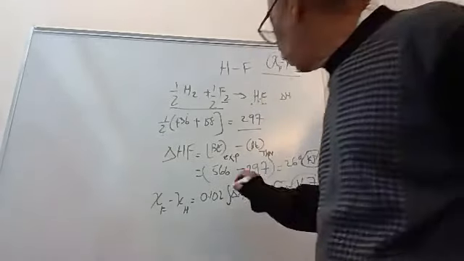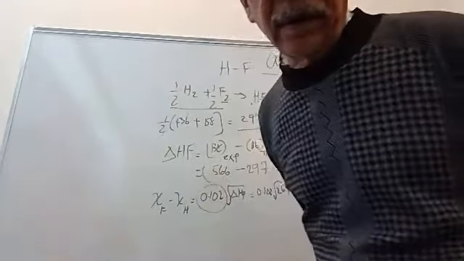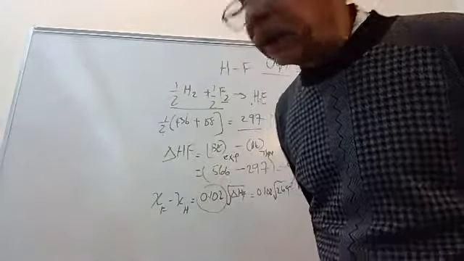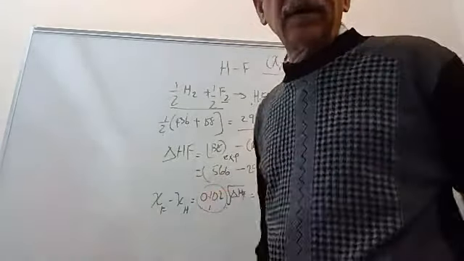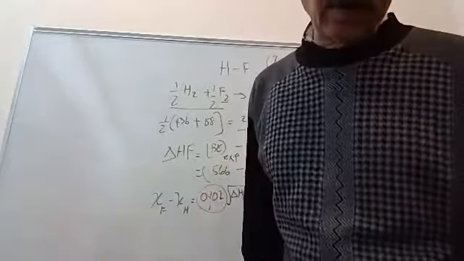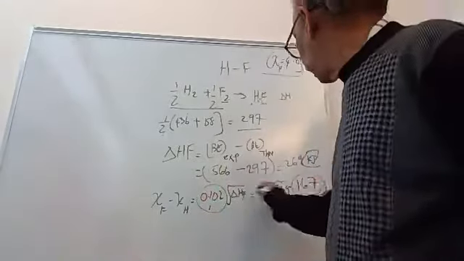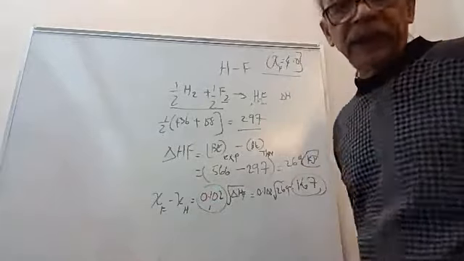Some of you may be wondering, what am I doing with 0.102? The 0.102 is a conversion factor from kilojoules to electron volts. Okay, so that's what the conversion factor is. So that difference is 1.67.